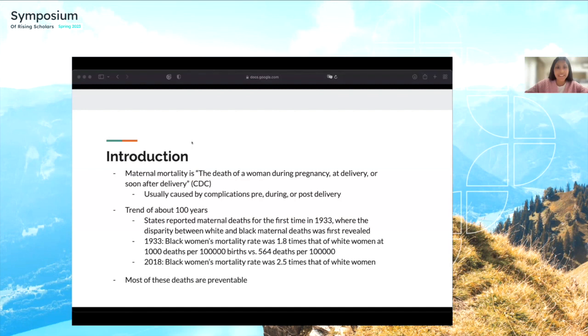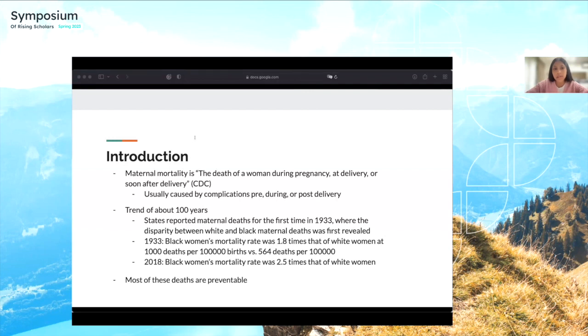There we go. Okay. So I wanted to start by defining maternal mortality. The CDC defines maternal mortality as the death of a woman during pregnancy, at delivery, or soon after delivery. And these are usually caused by complications pre, during, or post-delivery. The complications that contributed the most to the Black-white disparity are preeclampsia or eclampsia, postpartum cardiomyopathy, and obstetric embolism.